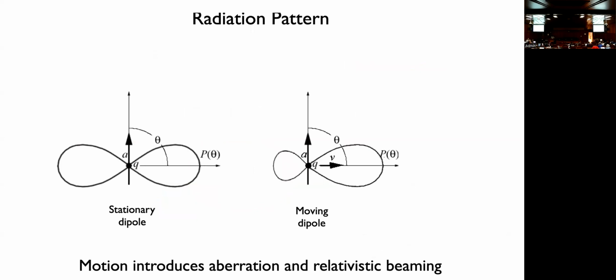Okay, so I was mentioning this pattern. The difference between the relativistic and non-relativistic case would be that the radiation pattern will be skewed in the direction of motion if your charge is moving with a relativistic motion. That is called the beaming effect, relativistic beaming effect.